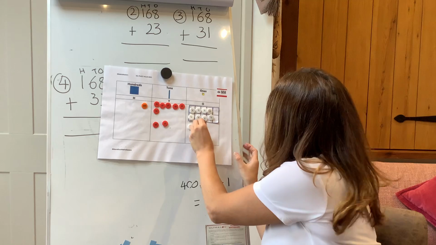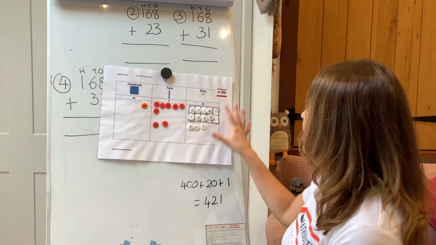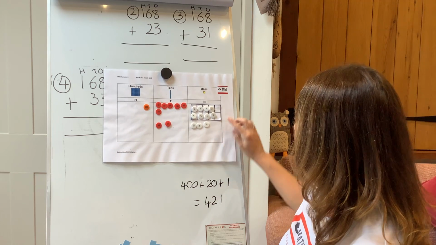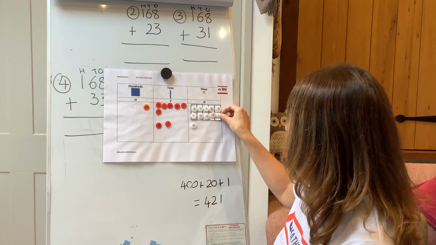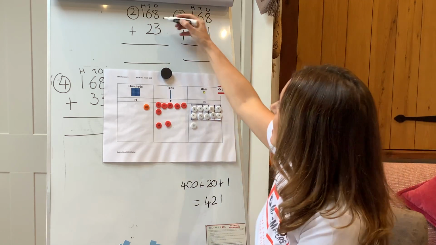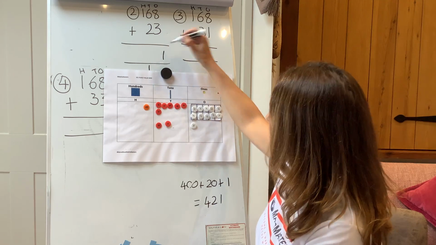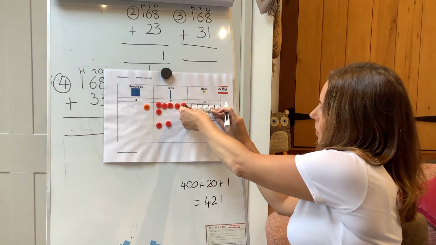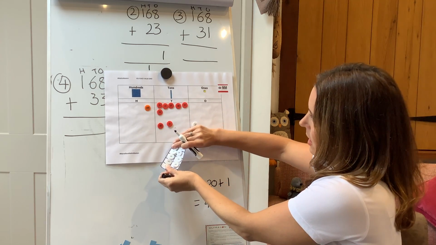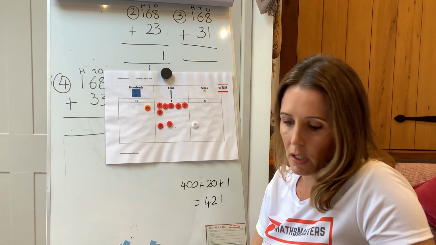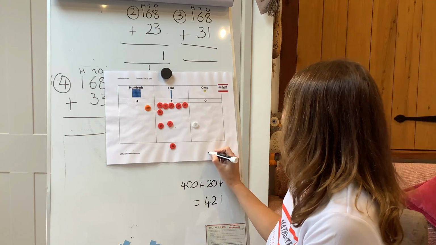So hopefully you've noticed when you've been doing this that there's an exchange going to happen in this ones column, because when we've got 8 and 3, it's going to make 11. So 8 and 3 here will make 11. We've got 1 ten and 1 left over, and you can see here we've got 1 ten. We can exchange into the tens column, exchange it for a 10, and we've got this 1 left over, so we have got 1 here.